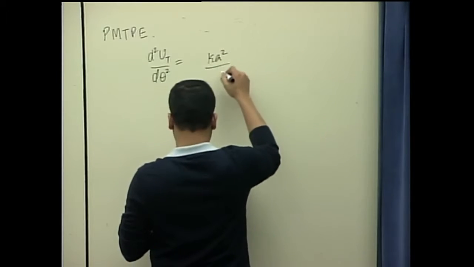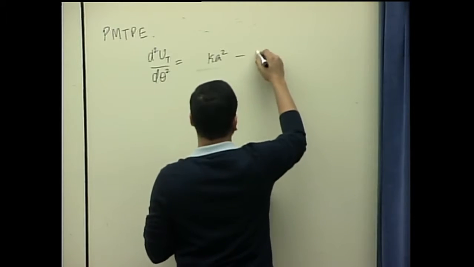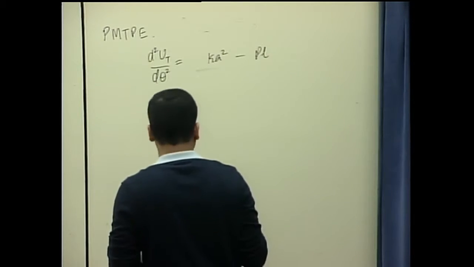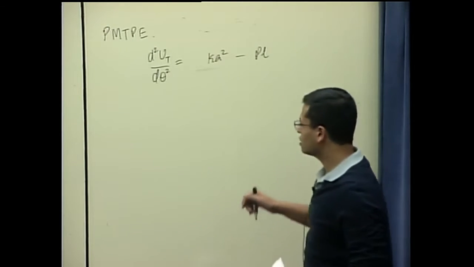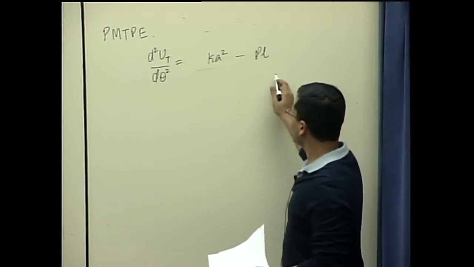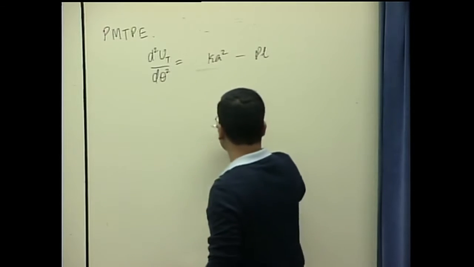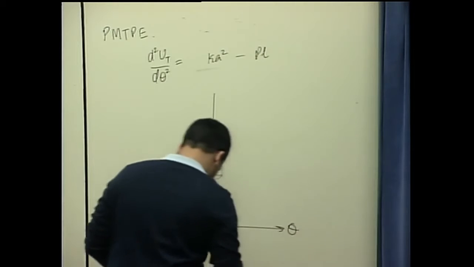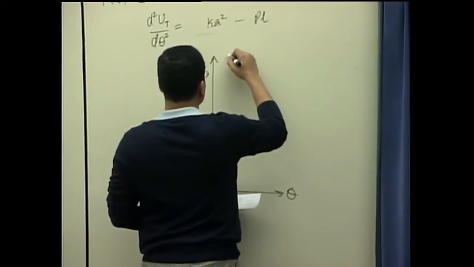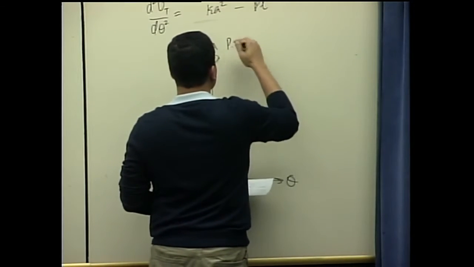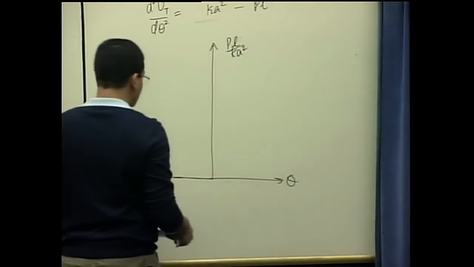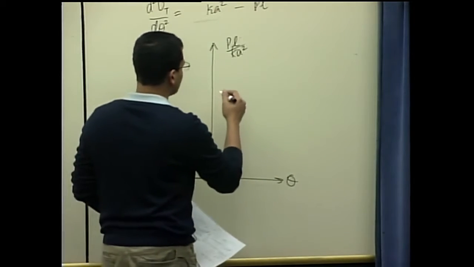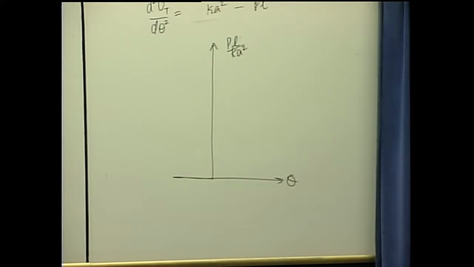So we'll get Ka square minus PL. On differentiation, the second order differential gives us Ka square minus PL, and I'd like to show how this really plays a role. So let's say this is my axis theta, and I have the vertical axis on which I'm plotting PL over Ka square. So our P critical is Ka square over L. It means that PL over Ka square is 1.